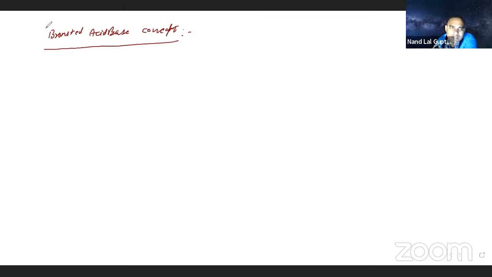What are we going to do? Arrhenius, we have done. Bronsted acid base concept. Have you any idea about the Bronsted acid base concept? No, sir, I do not have any idea. See, this is simple. The Bronsted acid base concept is similar to the Arrhenius acid base concept. First point, no solvent is required.